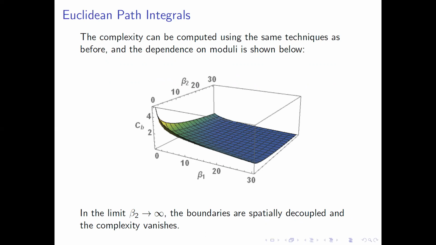In the small beta limit, which is the high temperature regime, this is where all the boundaries are becoming very, very close to each other. And this is the regime of very large entropy, and the complexity is suitably large at that point.